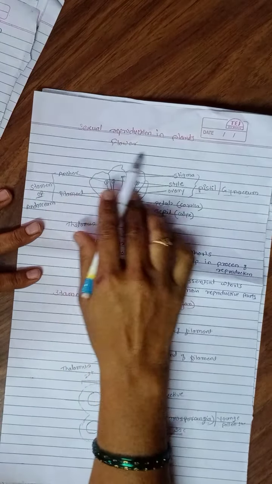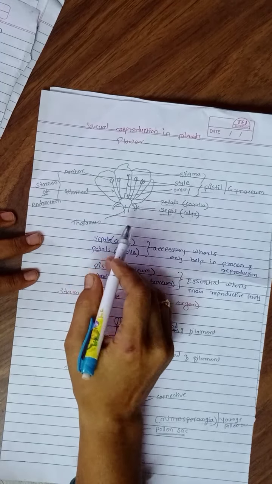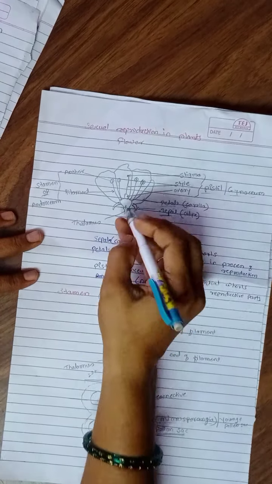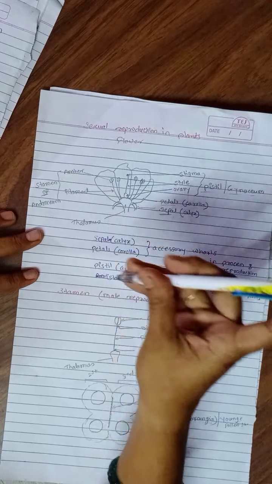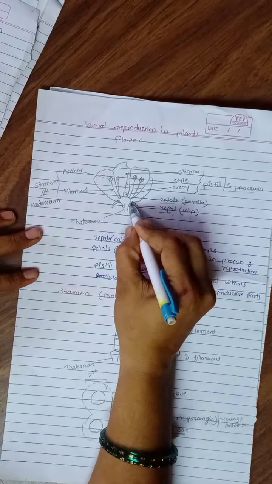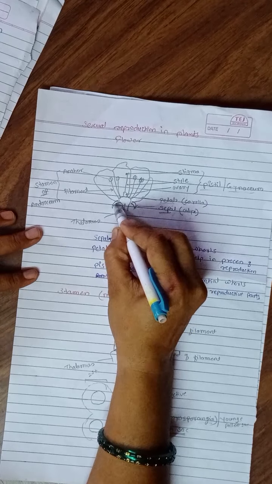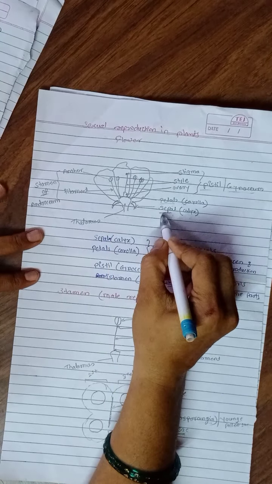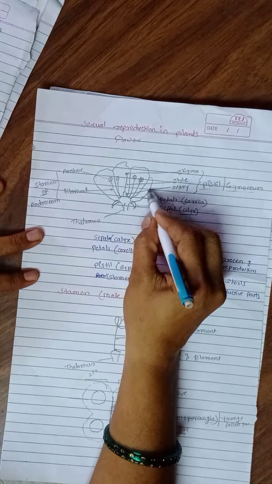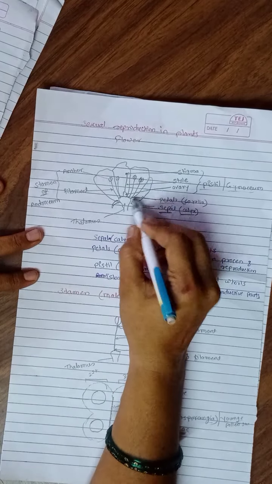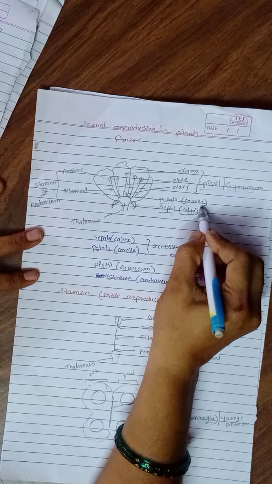Today we see sexual reproduction in plants. The organ which helps in sexual reproduction is the flower. These are the parts of a flower. This is the thalamus. Then this small outer part is known as sepal. A single one is known as a sepal and together they are called the calyx. Then these petals: a single one is known as a petal and together they are called the corolla.